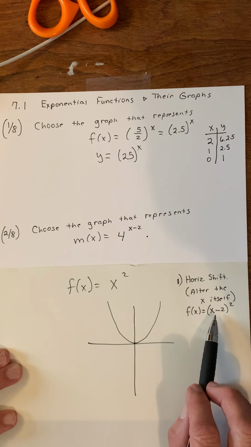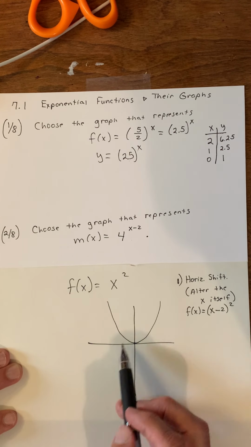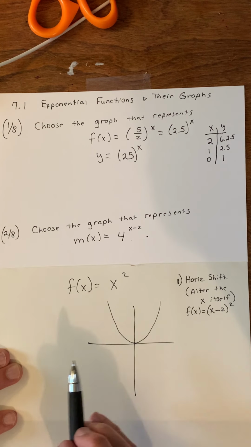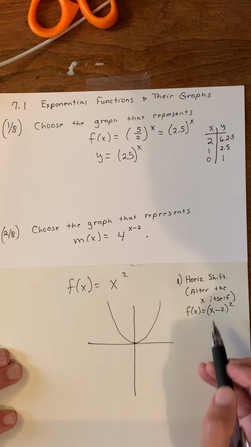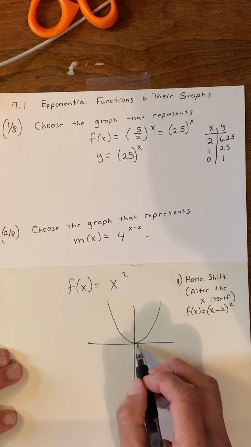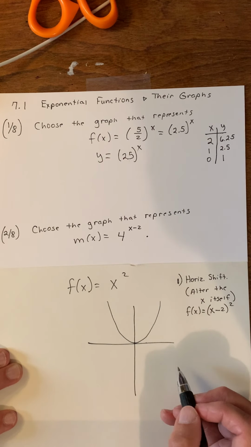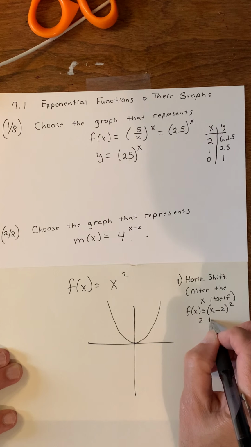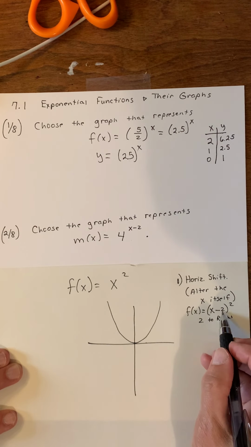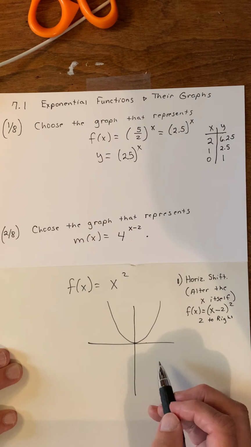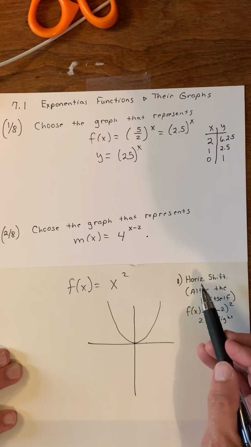And remember, this is kind of contrary or counter to our intuition. My intuition says, hey, minus 2, I'll bet it moves in the negative direction, but it does just the opposite. So a minus 2 horizontal shift would move this whole graph 2 places to the right. Plus 3 would move it 3 places to the left. So that's the first thing you look for.